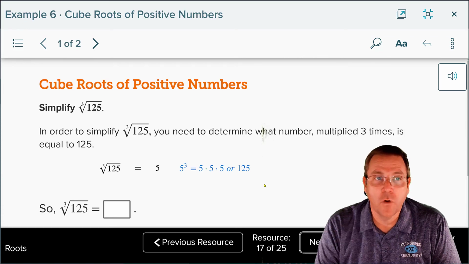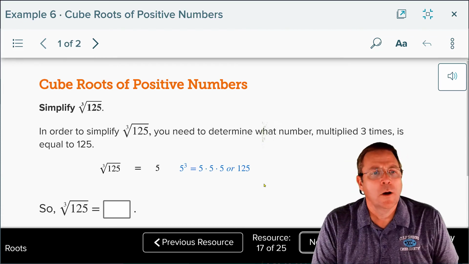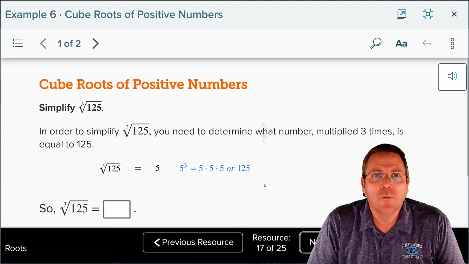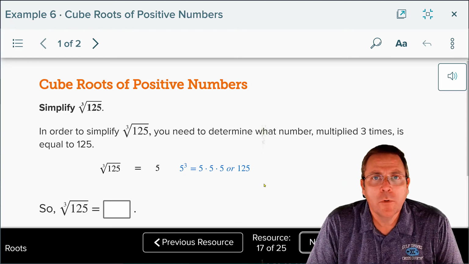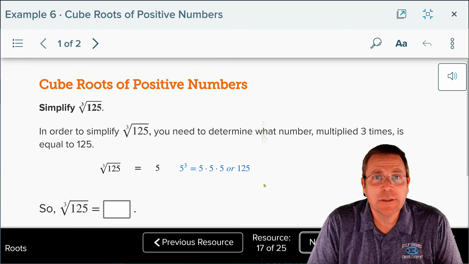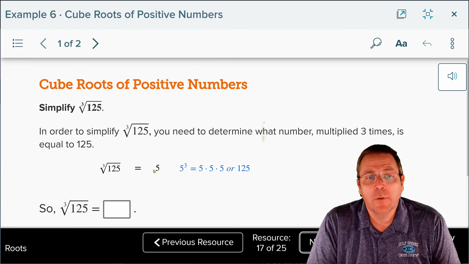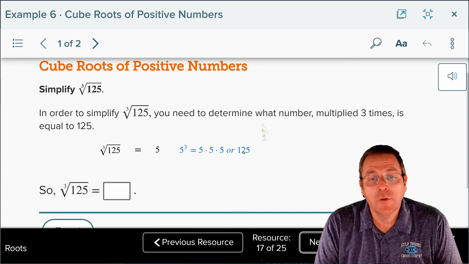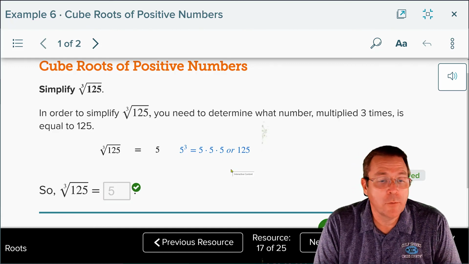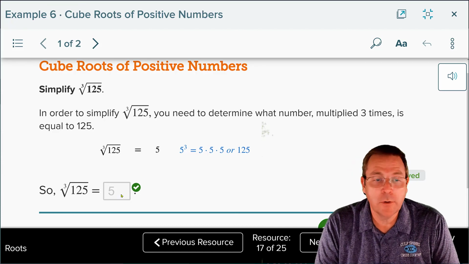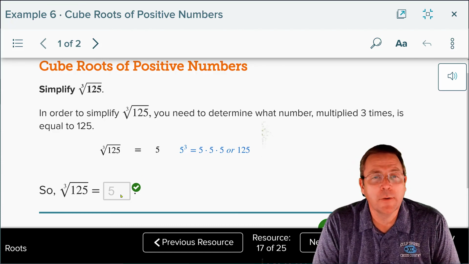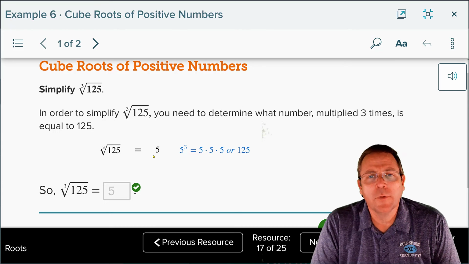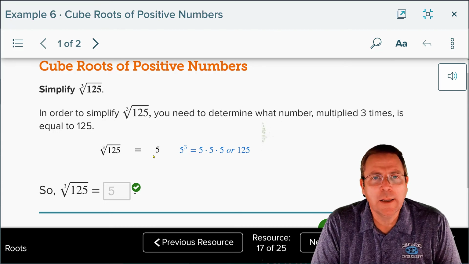Alright, let's look at how to simplify the cubed root of 125. What we're looking for is what number times itself 3 times is equal to 125, and they go ahead and show you here that the answer is going to be 5, and that's because 5 cubed is 5 times 5 times 5, also known as 125. So what's going to go right there? The cube root of 125 is going to be 5. I've never understood why they give you a place to put the answer in for the happy sound when they already give you the answer. It kind of defeats the purpose of being happy.